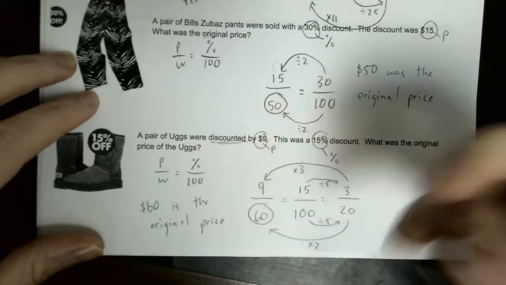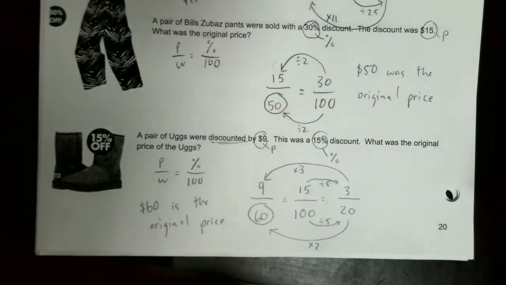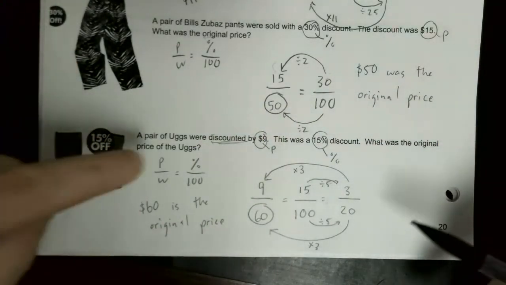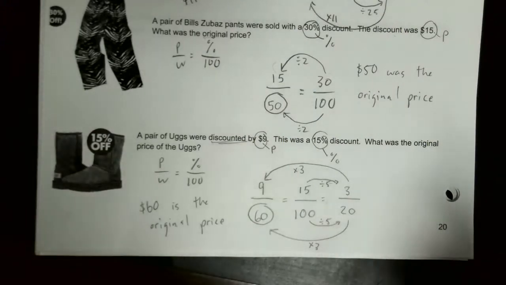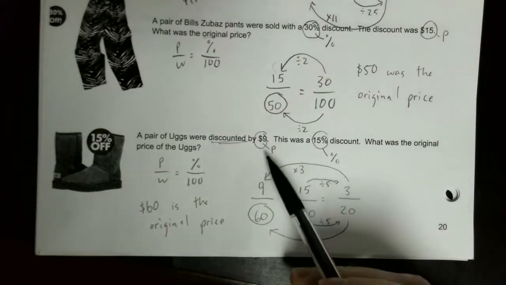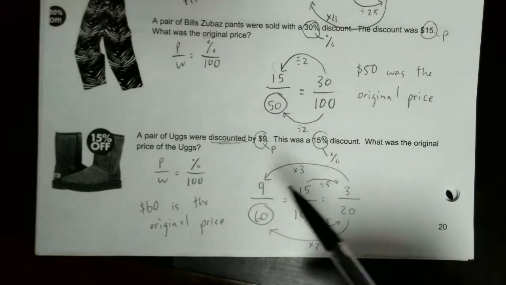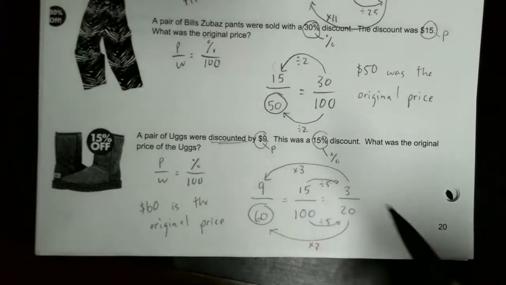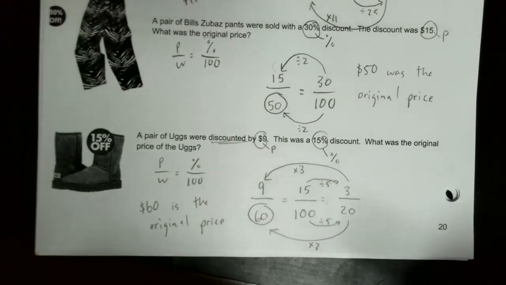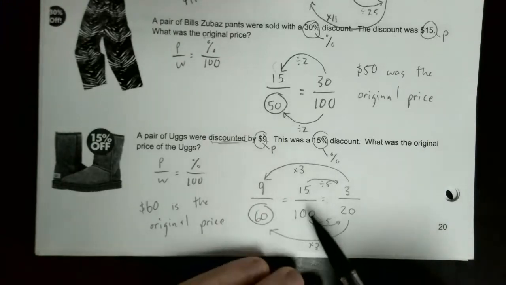So again, when using percent proportion, we have to first write down the little formula, and then we have to understand what numbers we're working with, whether we have the percent or the part, whether we have the whole or the part, or the whole and the percent. Once we know that and we set it up, then sometimes we'll have to simplify. Sometimes we can get there in one step.